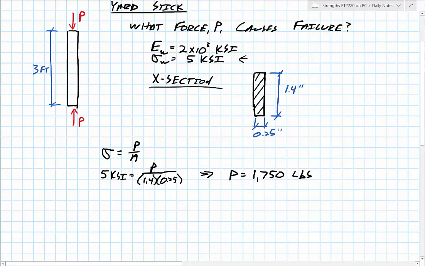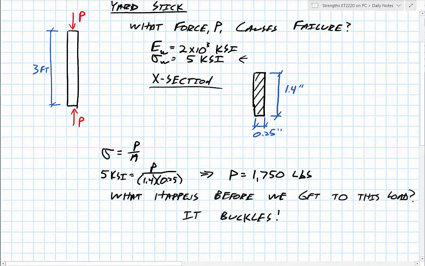Of course, this is not realistic. If you've ever taken a yardstick and pushed on it, it'll fail in much, much less than that. So, what happens before this load? We end up with this concept called buckling. And you've probably seen this before. What happens during the buckling process is it starts to bow out.